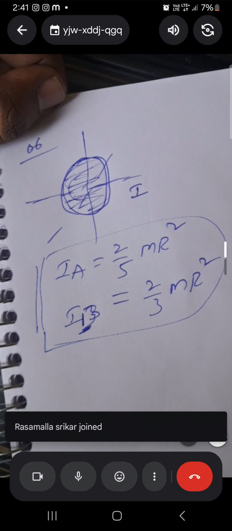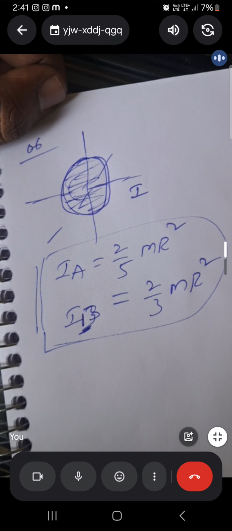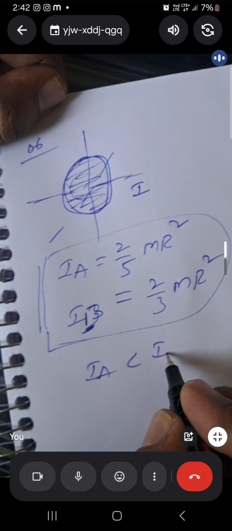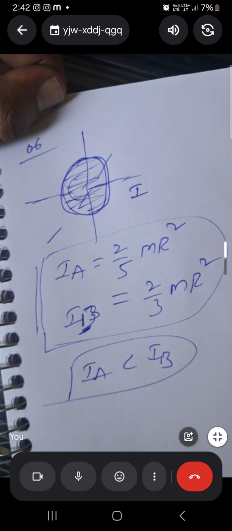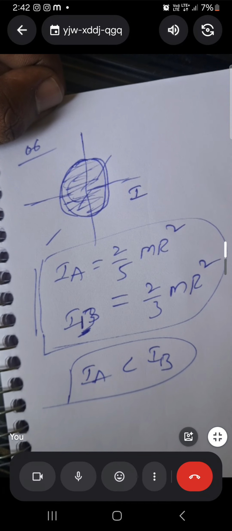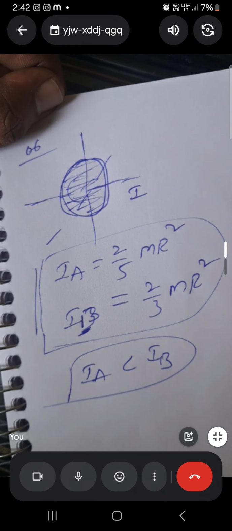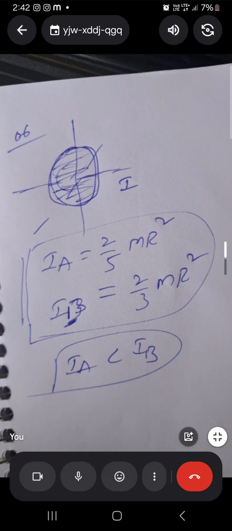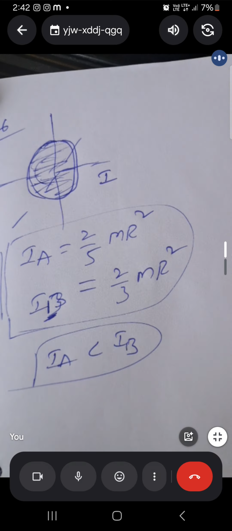Which one is greater here? I of B is greater than I of A. That is the answer. That's correct. So directly he's asking for the formula. Very easy question. Next, question number 7.